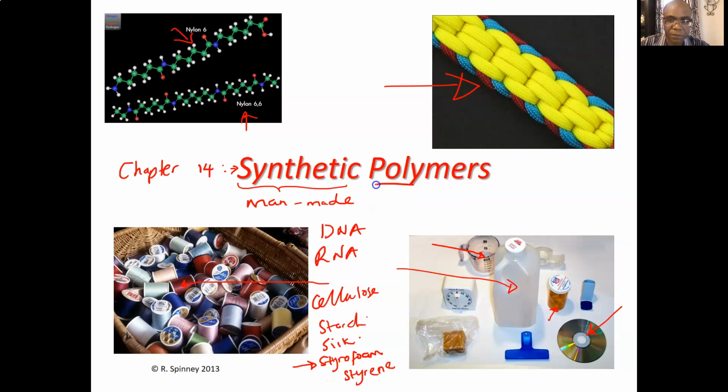Okay, so poly means many. Mer is just a compound. So many small compounds joined will give you one polymer. Those small compounds that are joined are called monomers. Mono meaning one. So single basic units joined together will give you a polymer. Those single basic units are called monomers.